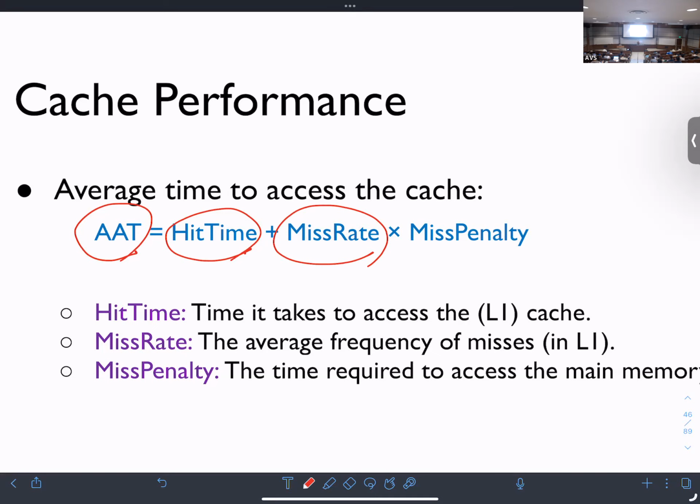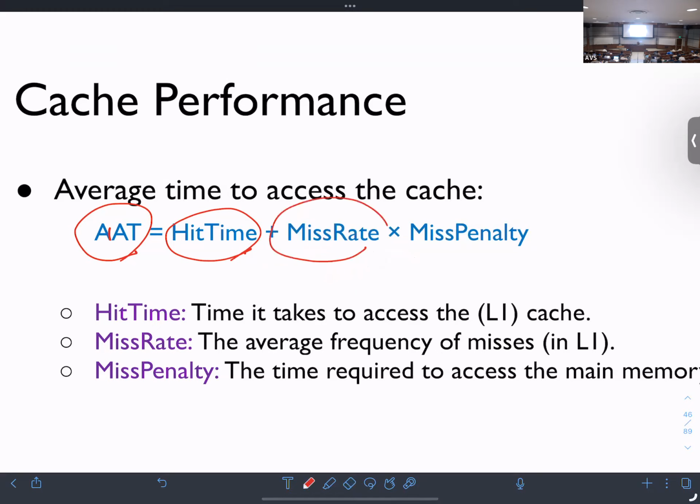So if this miss rate is equal to 0, then this term cancels out, so your average access time is basically your hit time. For example, for L1 cache, this is 1 cycle. For L2 cache, this is 100 cycles or 20 cycles. But in reality, you won't have a 0% miss rate. You will have some miss rate. Hopefully it's small, but there will be some.